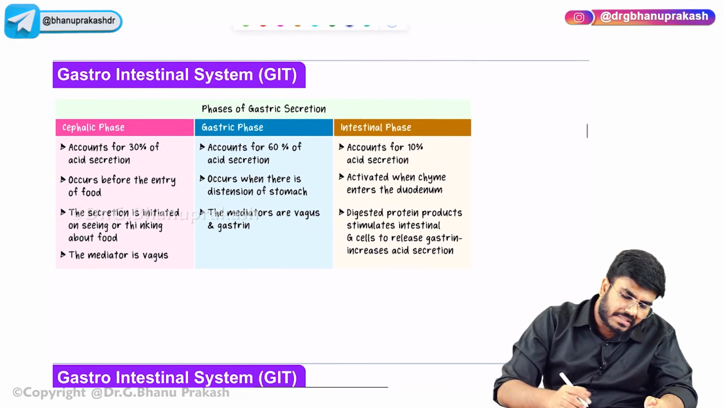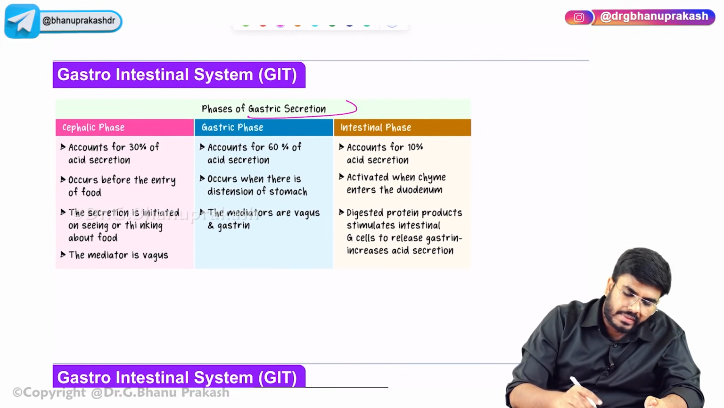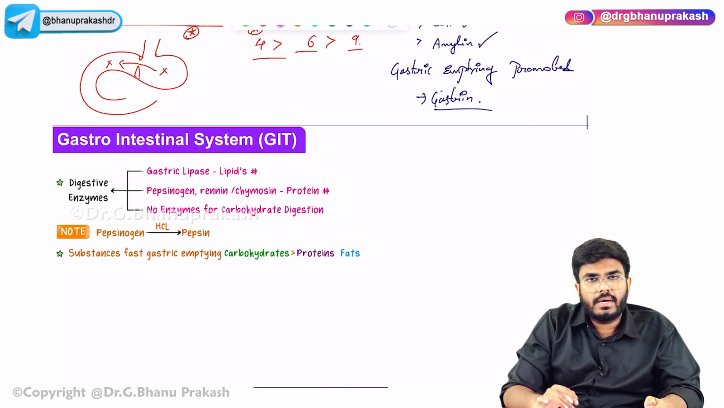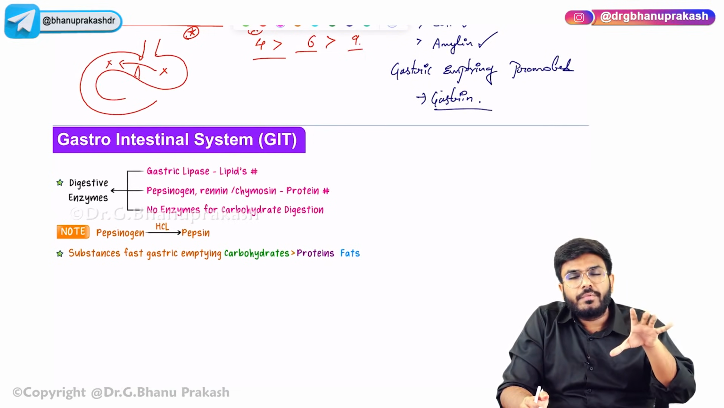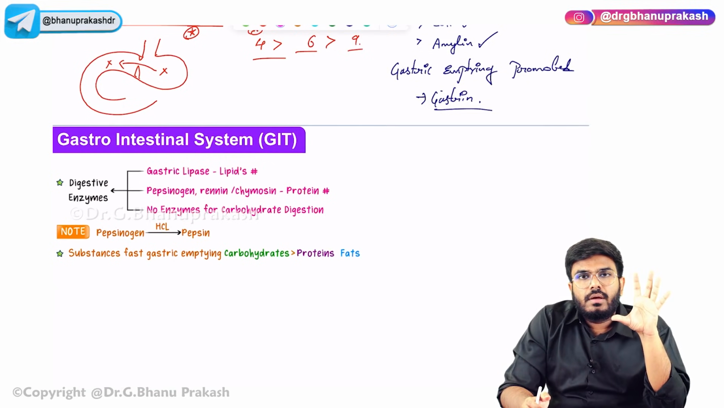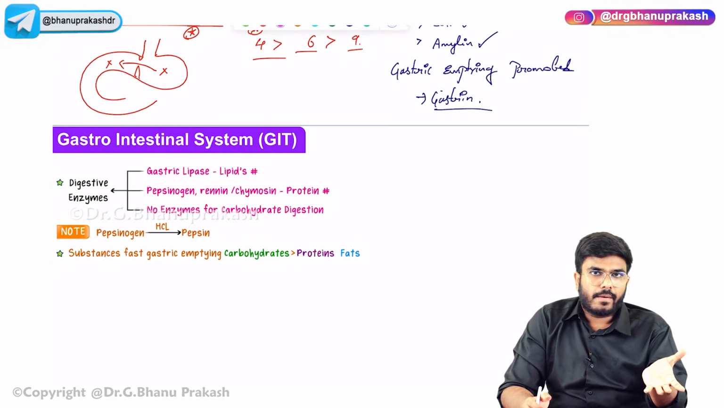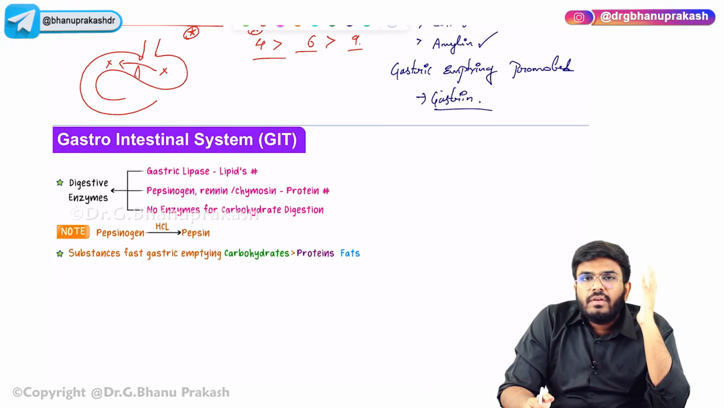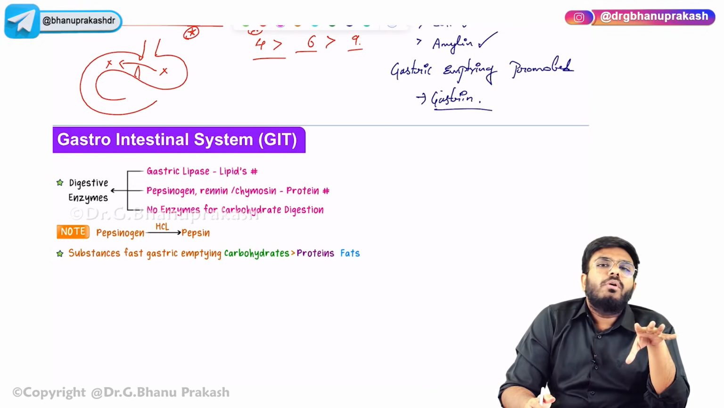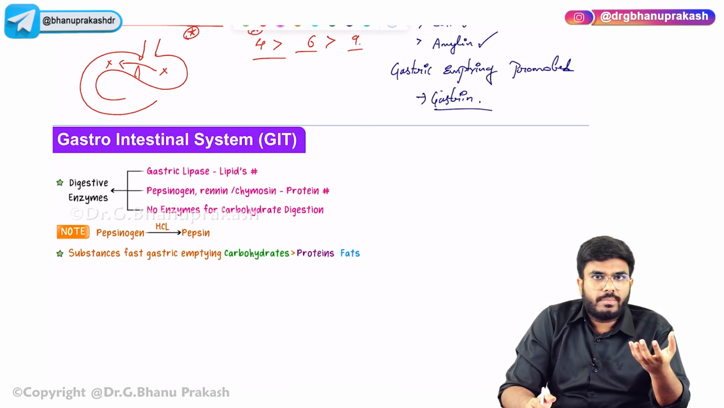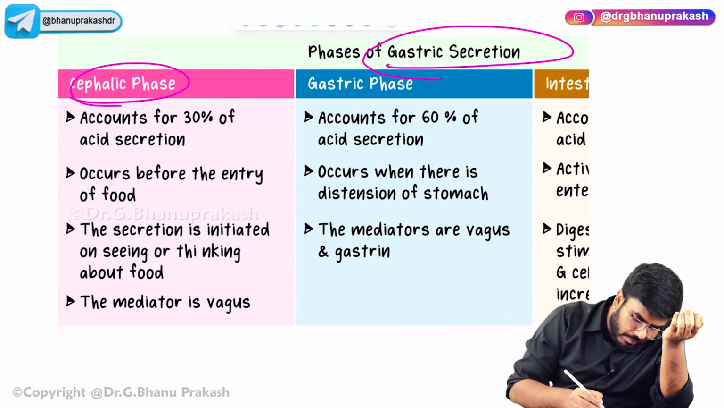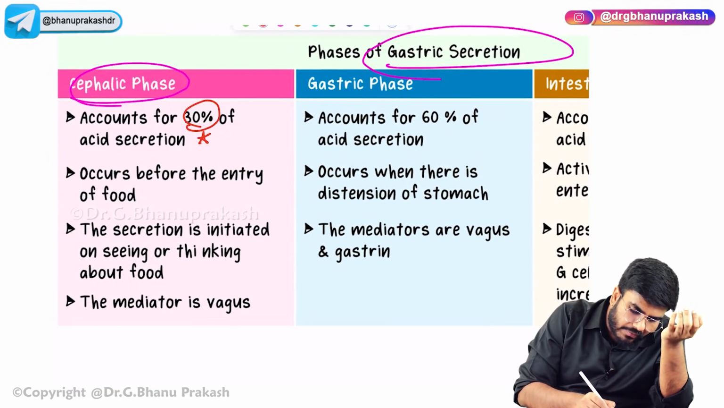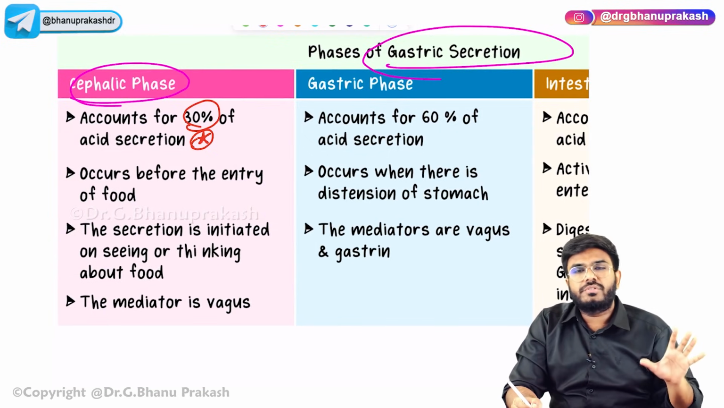Next, the phases of gastric secretion. The acid in your stomach will be produced in multiple phases. For example, right now I am thinking about the food, or looking at the food, or smelling the food. Even if you think about the food, some amount of acid production will start to happen in your stomach.